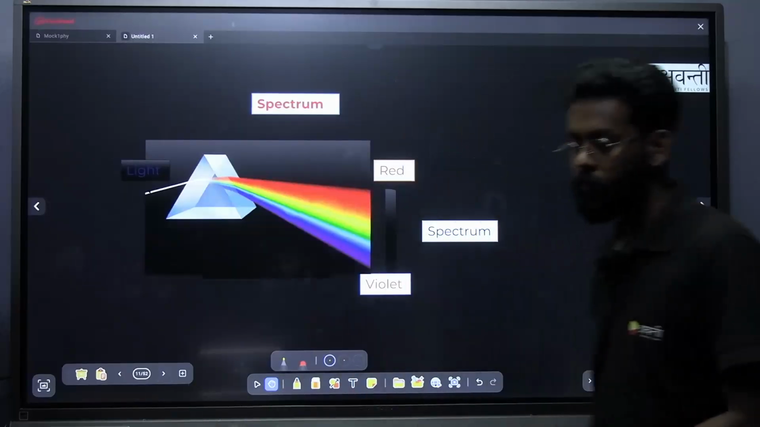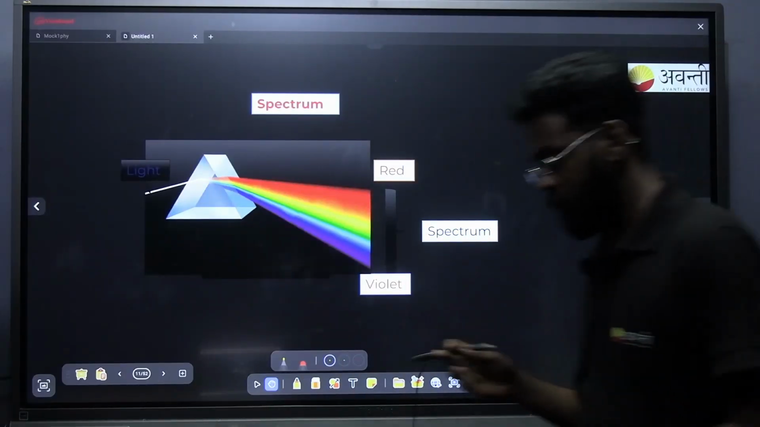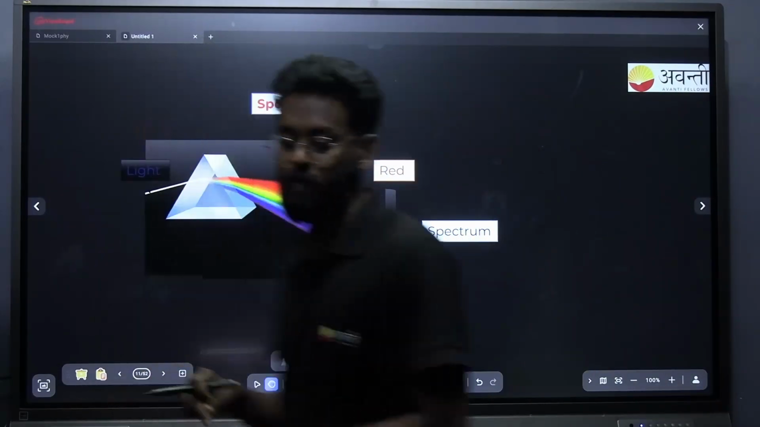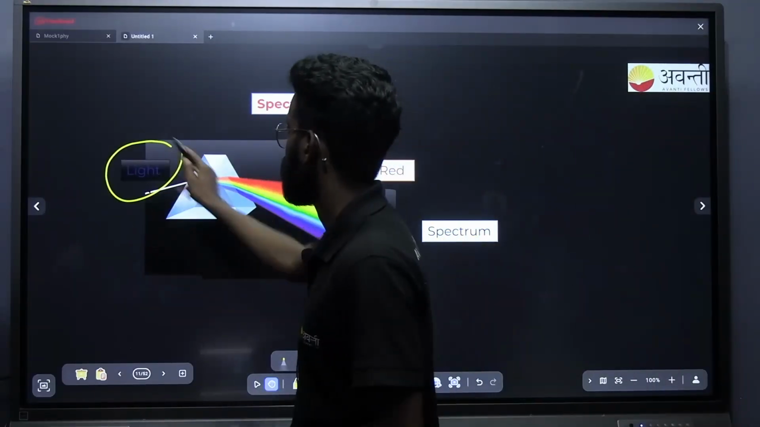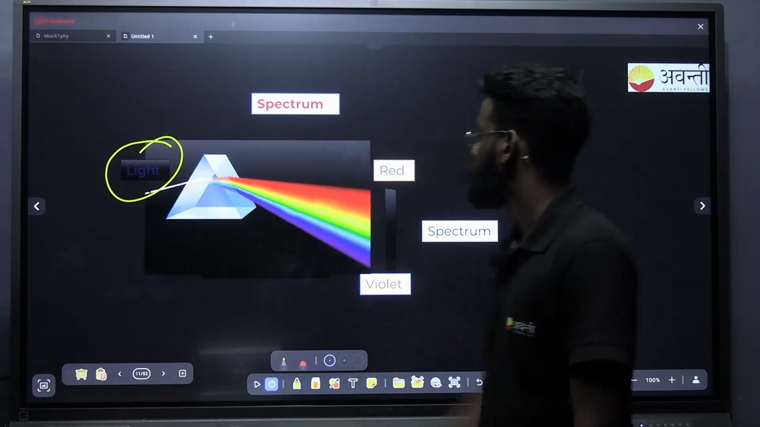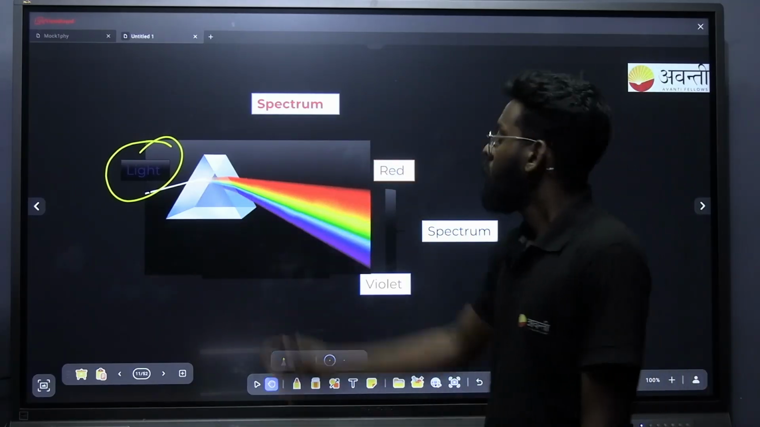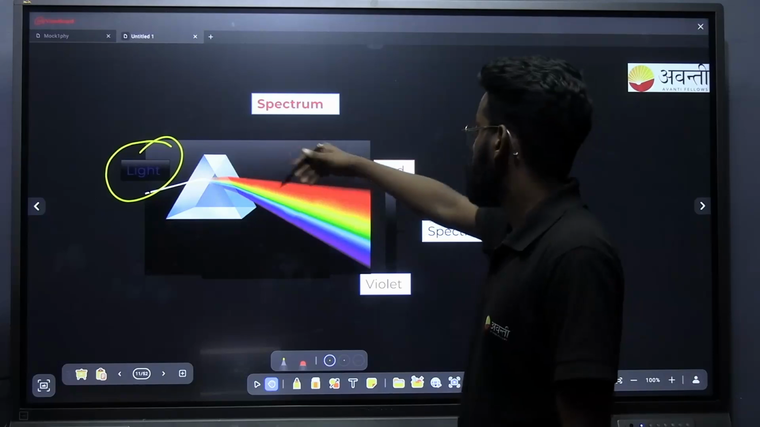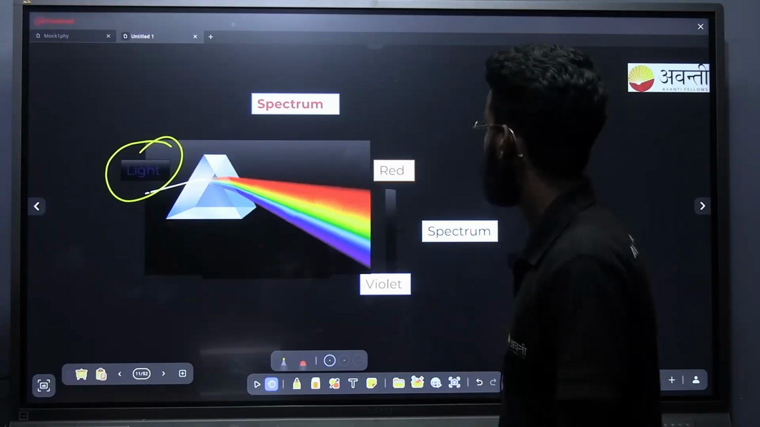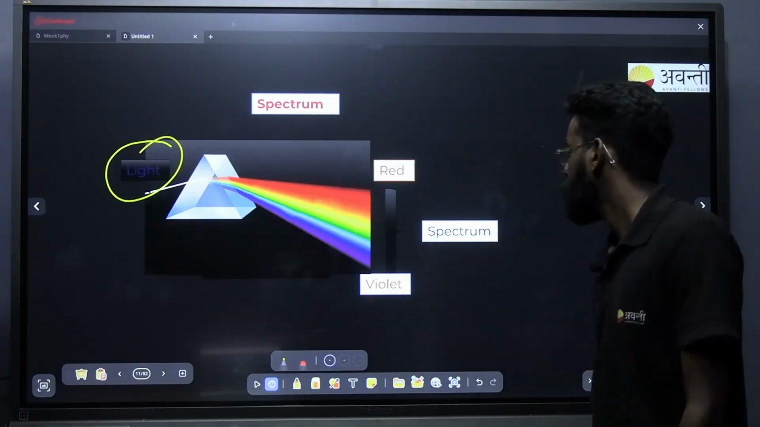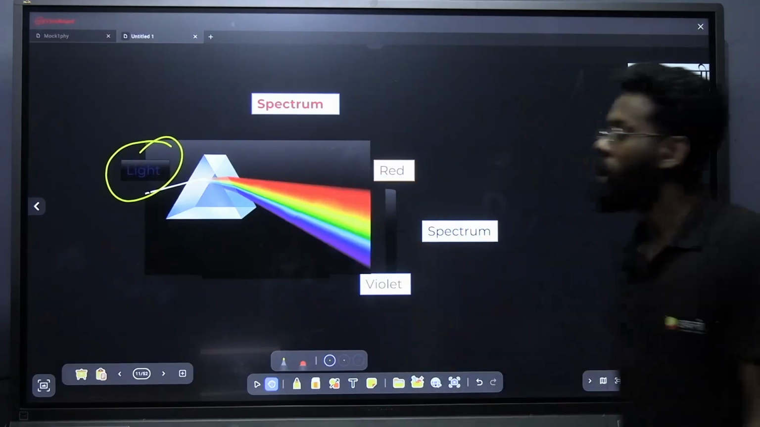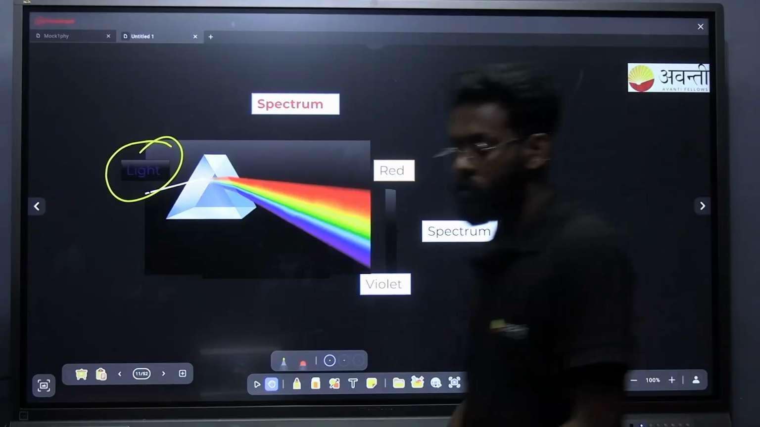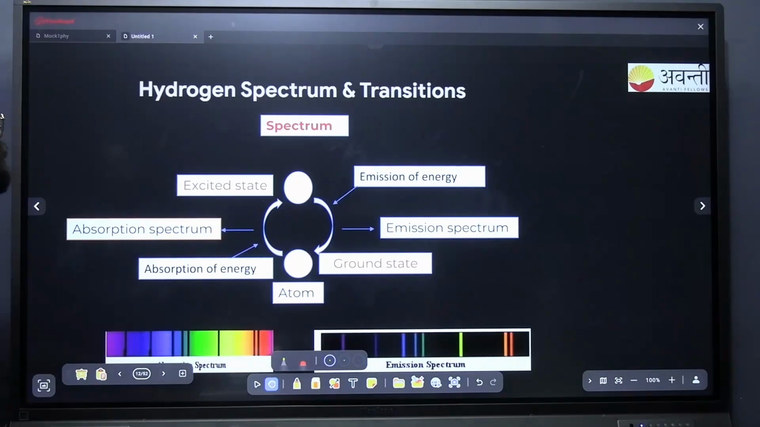Okay, now we will be moving into the spectrum of radiation. What is a spectrum? Just imagine that I am having a light. If I pass this light through a prism, what is going to happen? If it is a white light, it will split into its colors, that is VIBGYOR, starting from red and ending at violet. This is what we call the spectrum of white light. Now what are we going to study here? We are going to study the hydrogen spectrum.